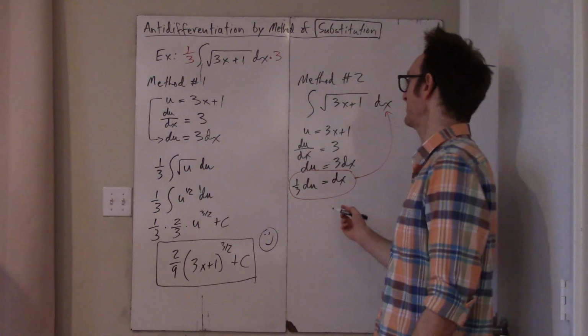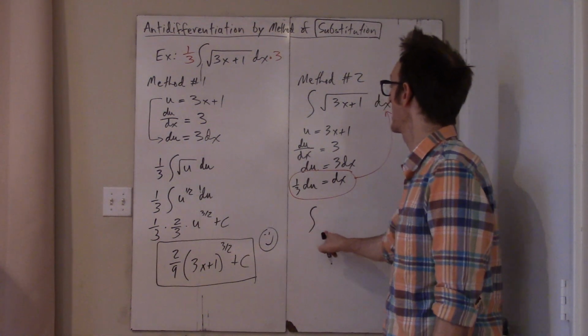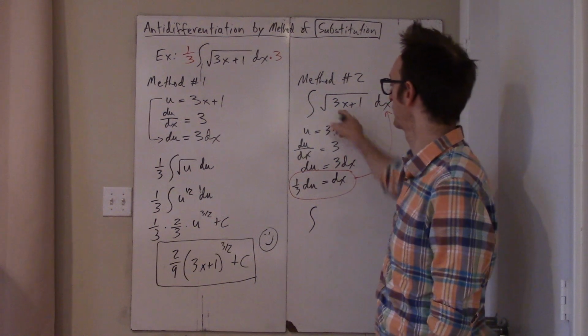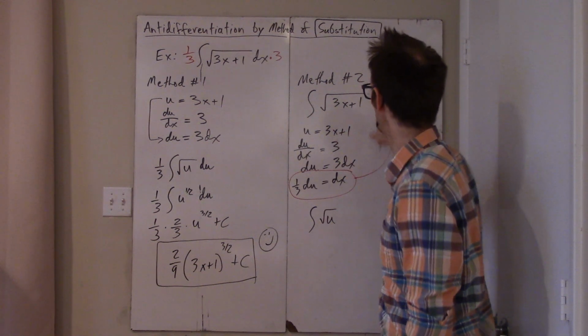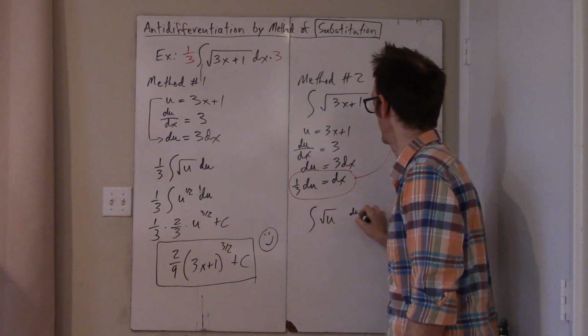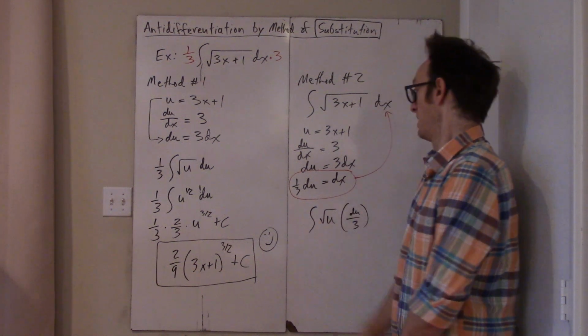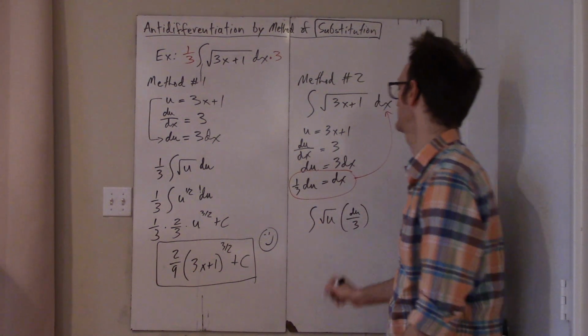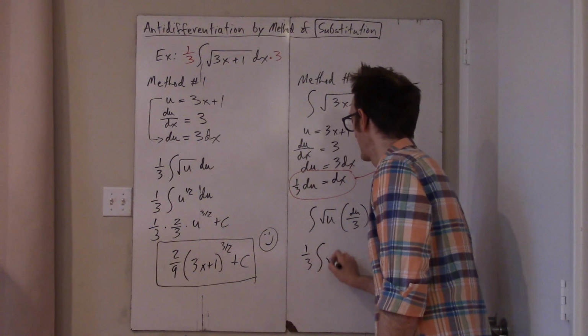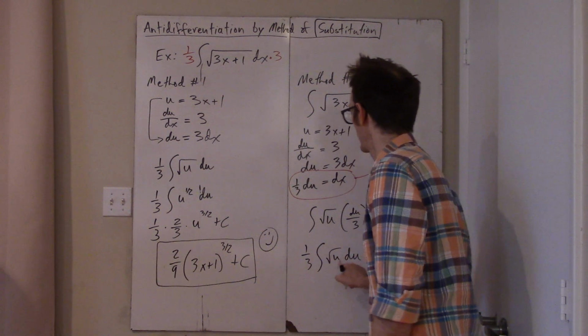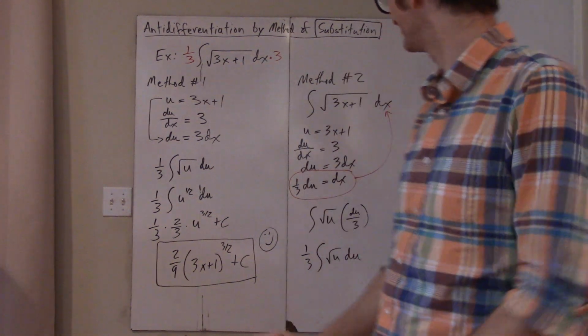But of course, you end up at the exact same place, because what is this? This is root u. And now in place of dx, we put du over 3. But then that just becomes 1/3 root u du, and we're back exactly where we were over there.